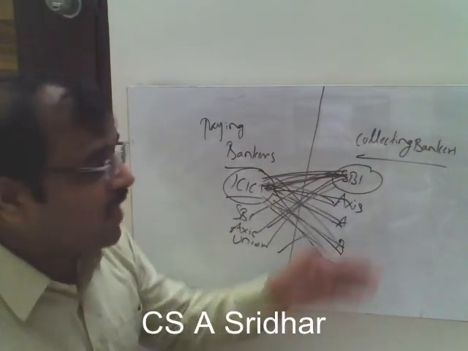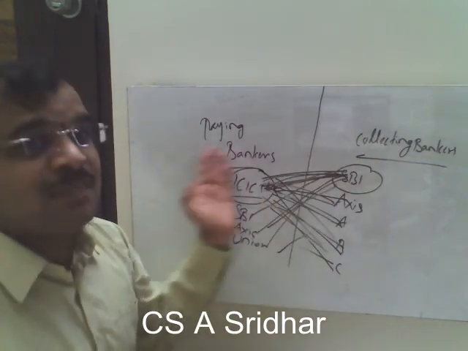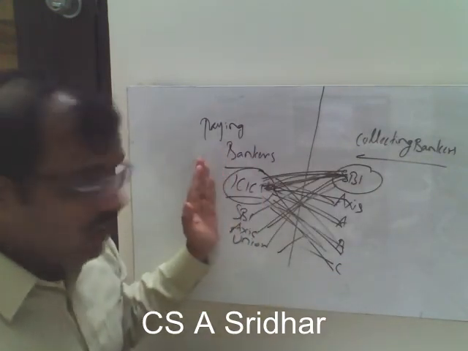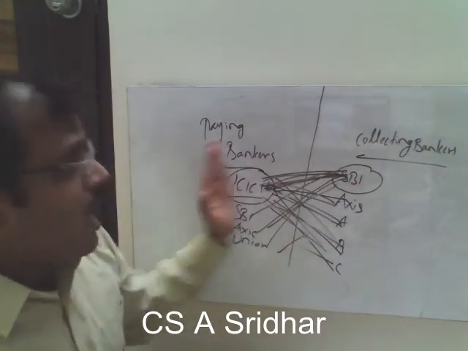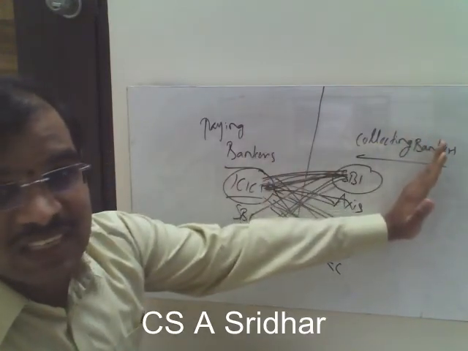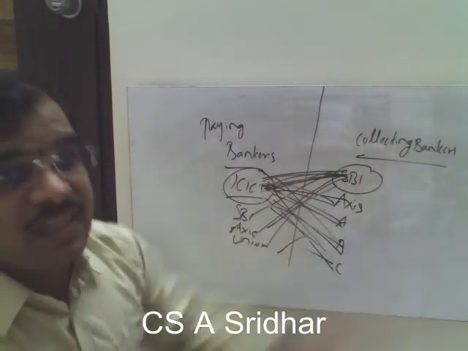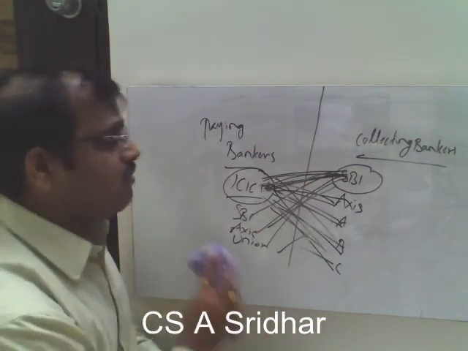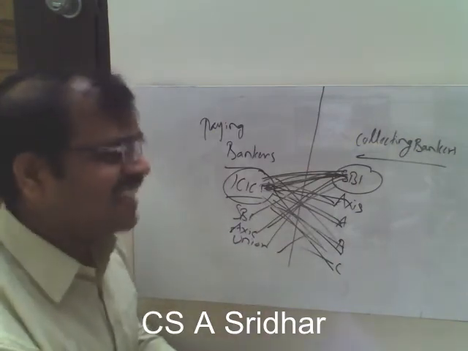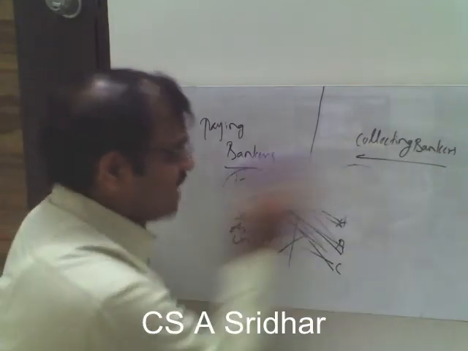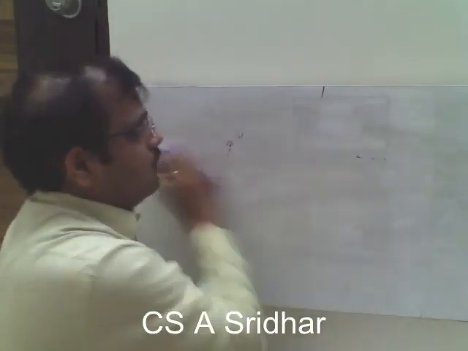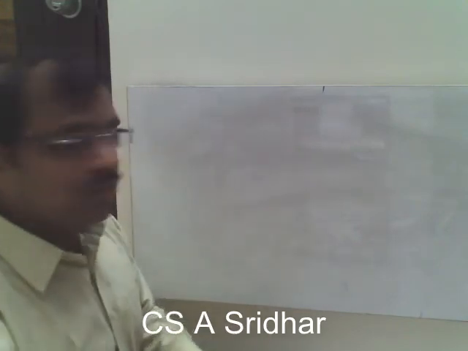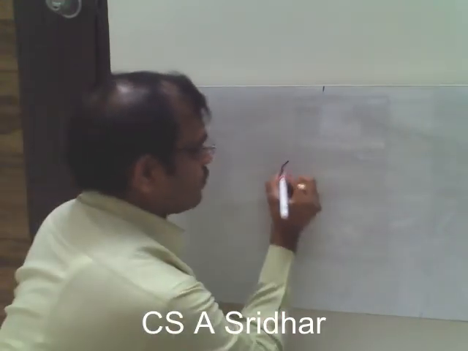Just imagine if various branches have to approach various branches of the paying banker, and if these paying bankers have to pay the amount to various collecting bankers, then it becomes very difficult. So that is why, when banking was developed in the 19th century, when the banking transactions were developed, they introduced the concept of clearinghouse.